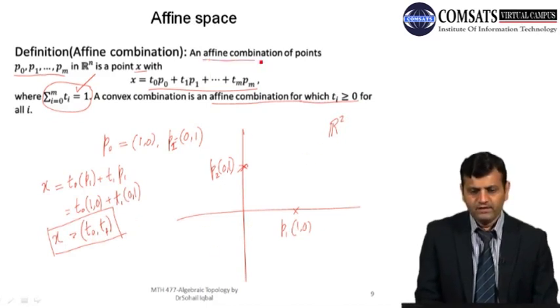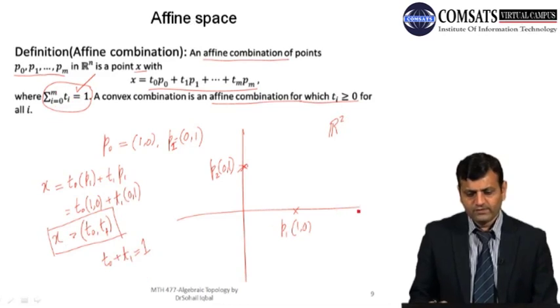But in the affine combination, there is also a condition that the sum of these coefficients should be equal to 1. In other words, T0 plus T1 should be equal to 1. Let's say this is my T0 axis, and this is my T1 axis. Now what does this condition mean? This condition means that T1 is equal to 1 minus T0. So basically it's a straight line in the plane. What is this straight line? It is a line passing through these two points.